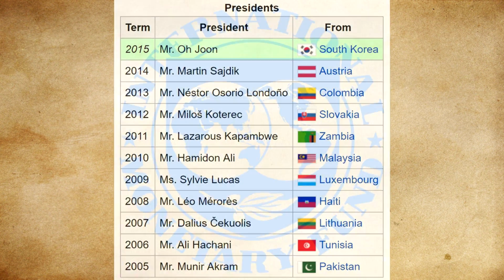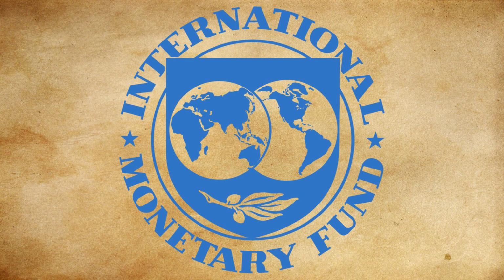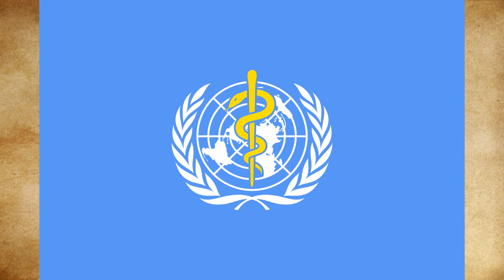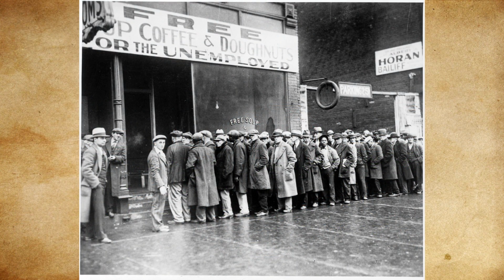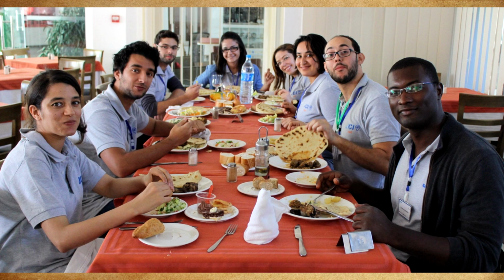Among the specialized agencies include the International Monetary Fund, which promotes economic prosperity, and the World Health Organization, which aims to reduce infectious disease. In addition, the Food and Agriculture Organization has a goal to defeat hunger worldwide. In 1990, nearly 1 in 5 people worldwide were undernourished. Now that number is less than 1 in 9.